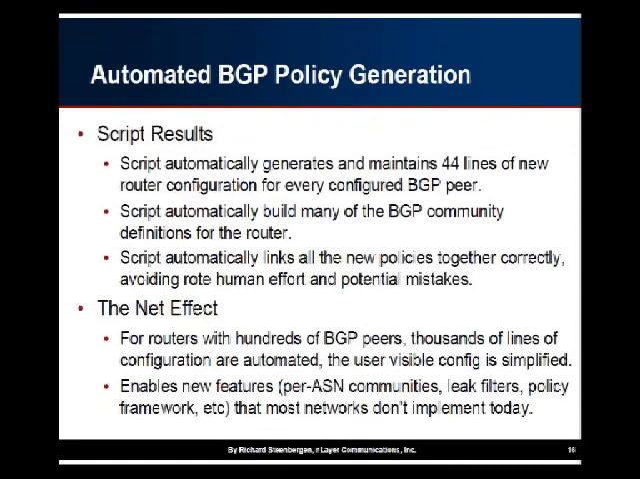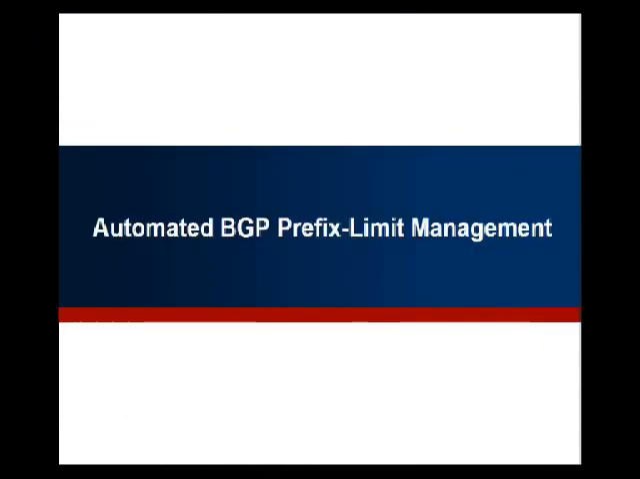So the benefits of this: this script automatically generates and maintains 44 lines for every BGP peer that you wouldn't have to go write yourself manually, and it's pretty complex regex code. And that's actually just the policy. That's not the AS filter. That's probably another 50, 60 lines. So it really creates a good effect where you might have hundreds of BGP peers, and your config is greatly reduced. And you can support things like per ASN communities and leak filters and whatnot.